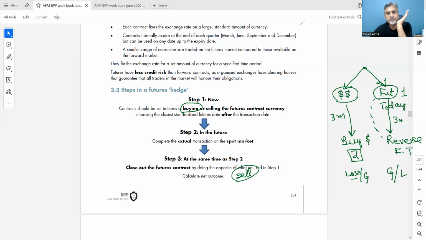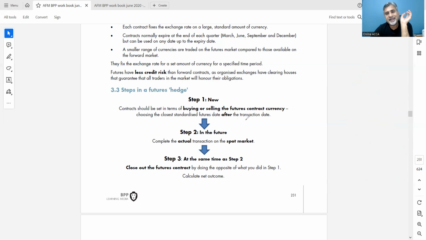So 3 steps will happen. One, I enter into a futures contract, and that becomes something which I need to settle. Two, I go to the real market, I buy some dollars, and I make a loss here. That loss will be settled by the gain when I close this transaction. Let me just show you one example here. 3 steps, very simple, okay?